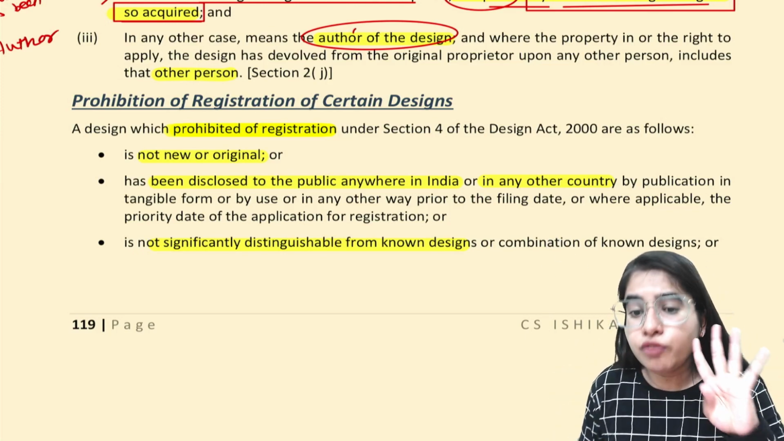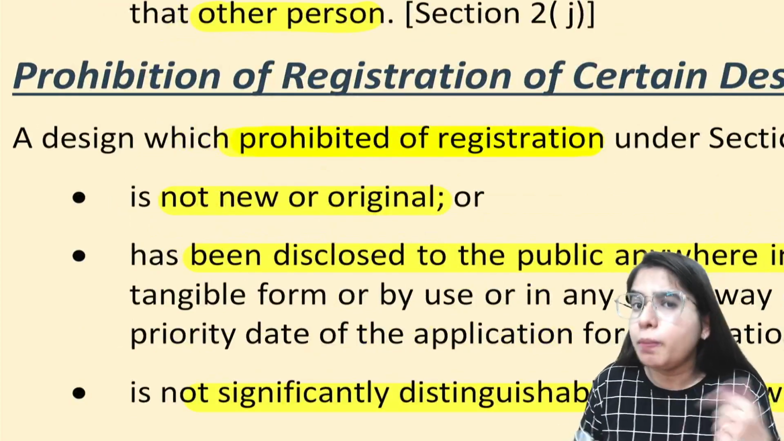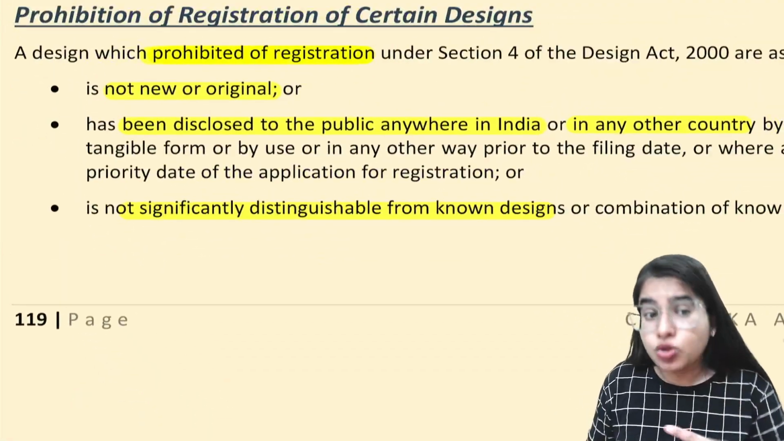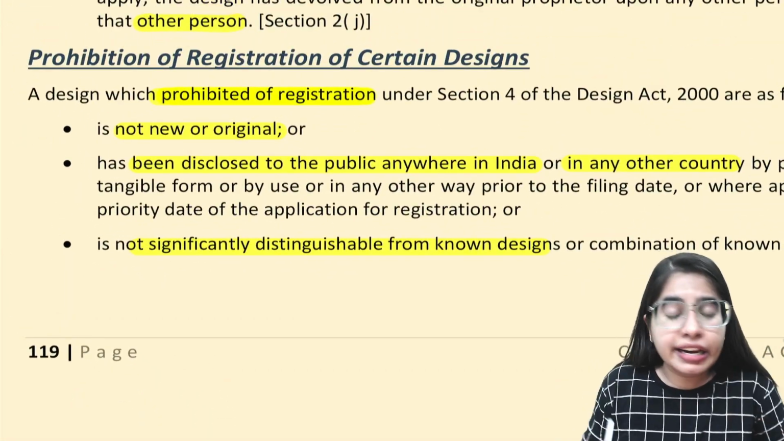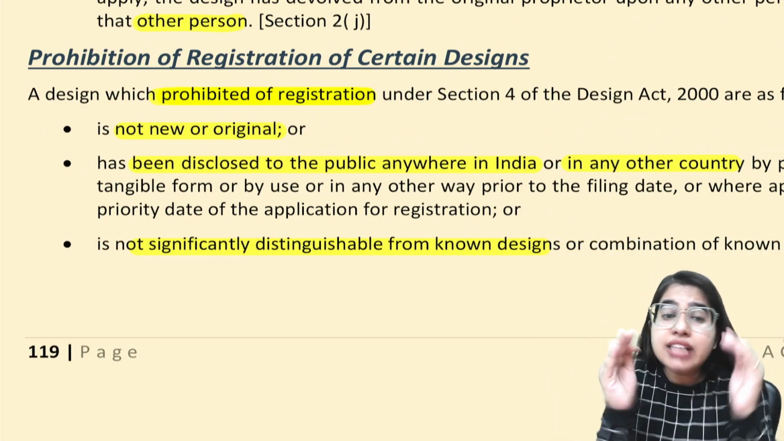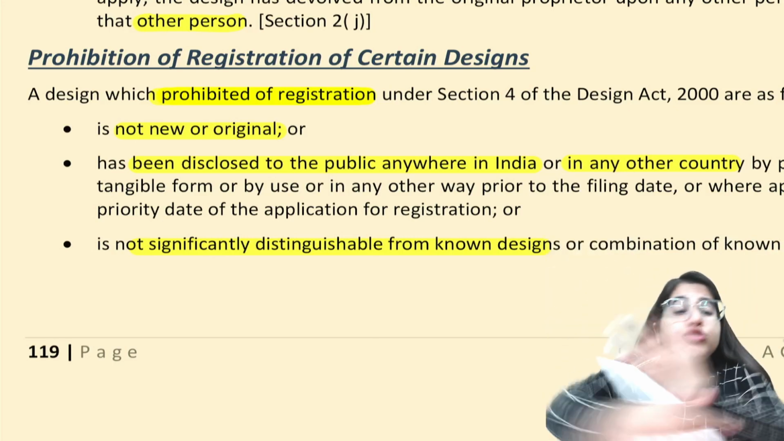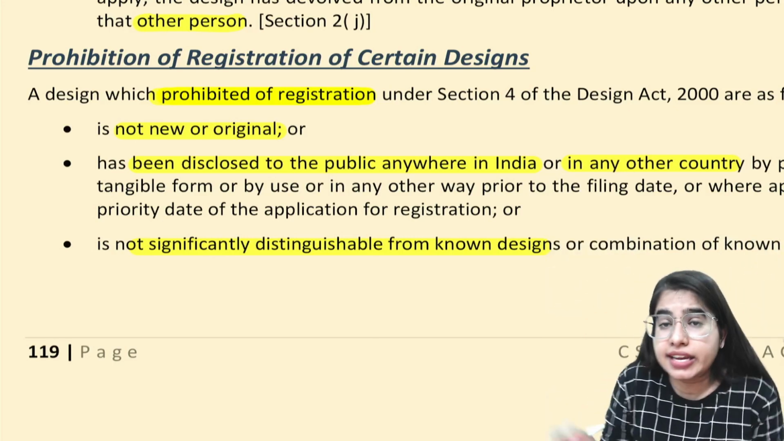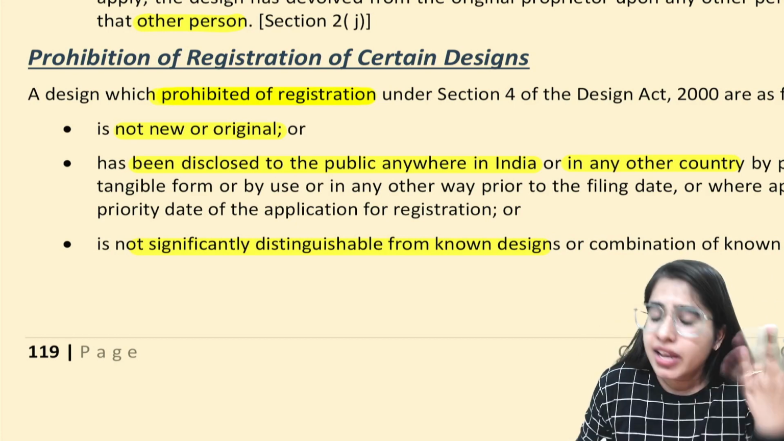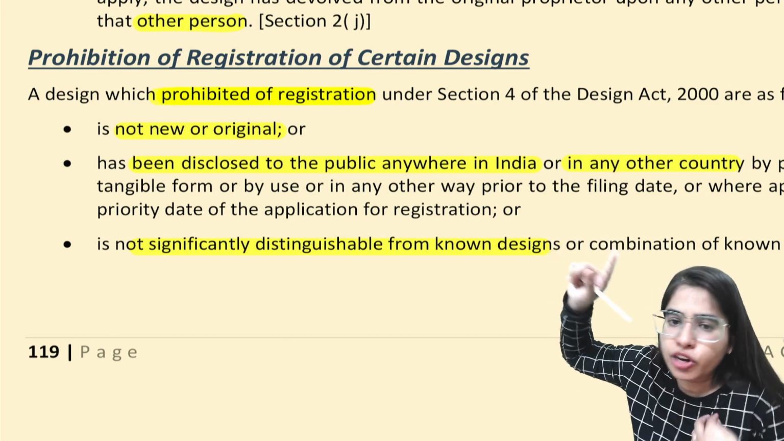These four kinds of designs cannot be registered. Number 1, if it is not new and original, meaning you have copied someone else's design. Number 2, it is already disclosed to the public anywhere in India or even outside the country. That design was already there in public, on the internet. The public already knew that design either in India or outside India. In that case, that design cannot be registered.